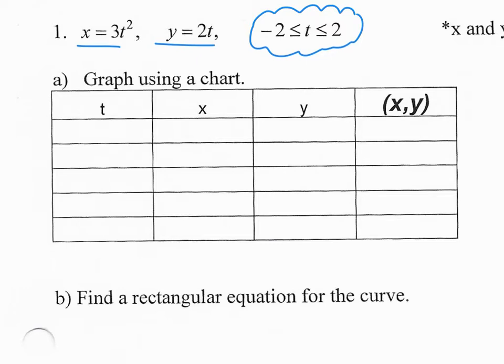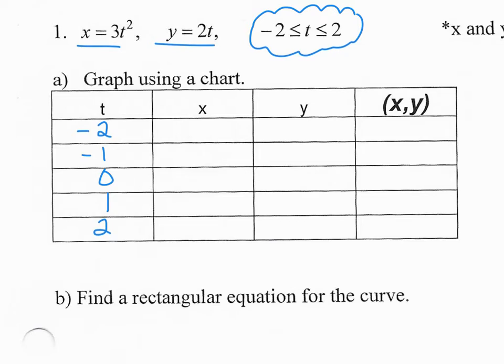So when you're filling out your chart, you want to start with filling in your t values. So I want to go from -2 all the way up to 2. Now typically I like a few negatives, a few positives, so I just fill in between the two and I get these numbers here. Now what we're going to do is take each of these t values and plug it first into the x equation up here and then into the y equation.